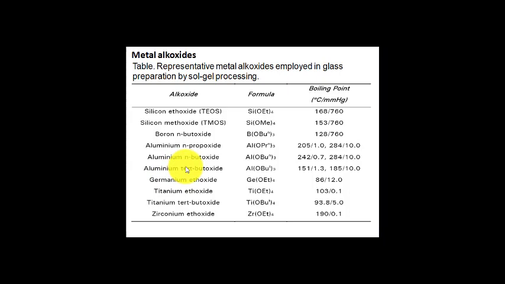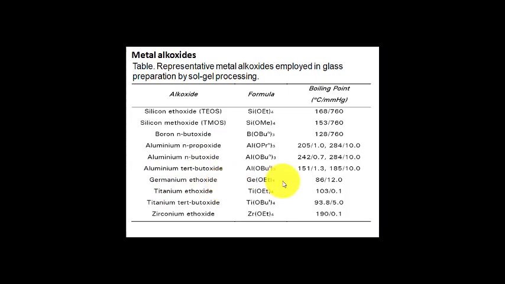three alkoxides have very high boiling points, so we need to reduce the pressure to lower their boiling points. Their boiling points are 205 at 1 mmHg, 284 at 10 mmHg, 242 at 0.7. So it is almost vacuum condition, so we need to provide vacuum to these materials to boil them, otherwise it will be very difficult to boil these alkoxides.